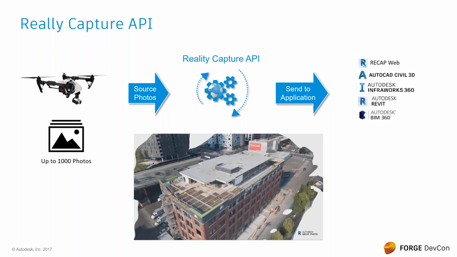Of course, the model that gets generated out of the Recap API, like I said, can be either a full 3D textured mesh like the one you see here in the picture, or it can be point cloud data, and it'll go into any of the Autodesk products, like Recap Web, Civil 3D, InfraWorks, Revit, or Autodesk BIM 360, or any other application that can take the 3D mesh or point cloud formats. So that API is fully released now and ready to use.